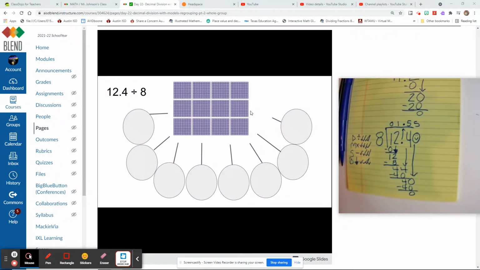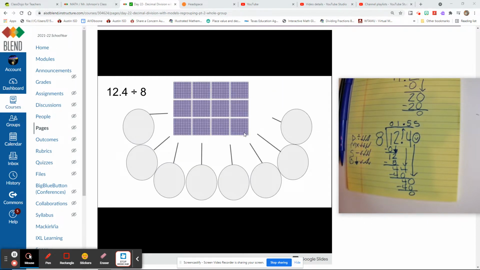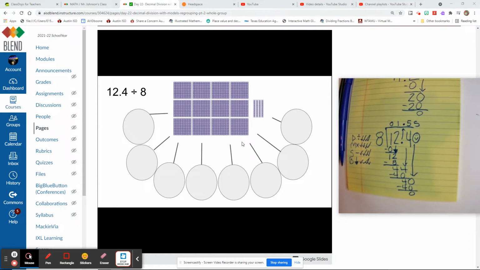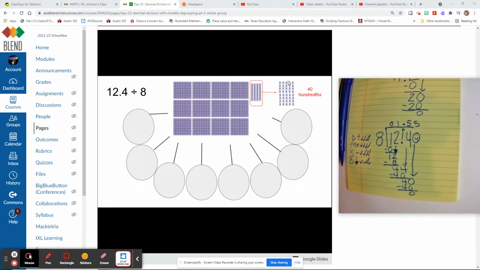Alright, so let's take a look at what is happening in the picture once again. Whoa. I think I need to go back more. There we go. Okay, so the first thing they did was the same thing that we talked about, but a little bit different. They took the 4/10 and turned it into 40 hundredths. So the first thing they did was split their 4/10 into 40 hundredths.